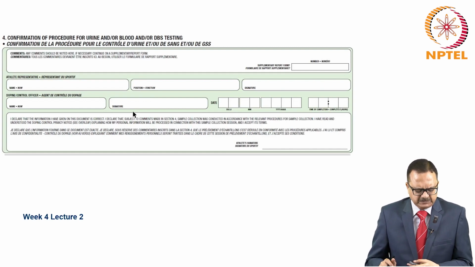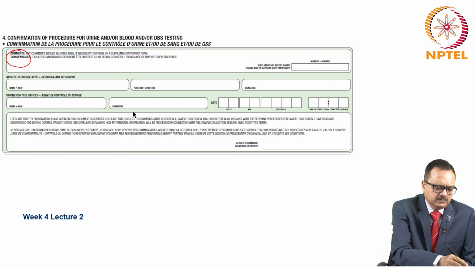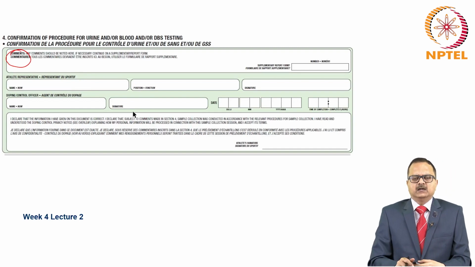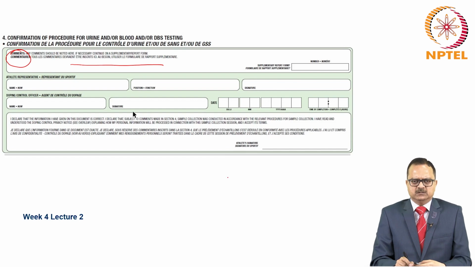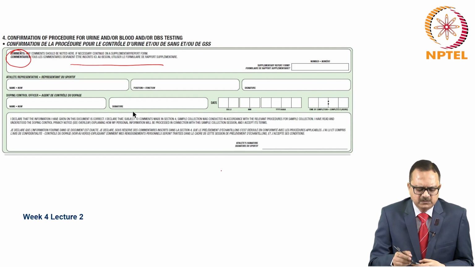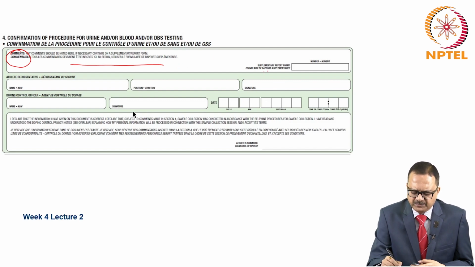After that, there is a column for comments. Any errors or abnormalities observed in the procedure can be documented here by the athlete or by the coach or the athlete support personnel. This is the right, and nobody can take it away from the athlete or the coach. If the matter to be written is more than this limited space, then a supplementary report form can be filled in, and the number of the supplementary report form is to be entered here.